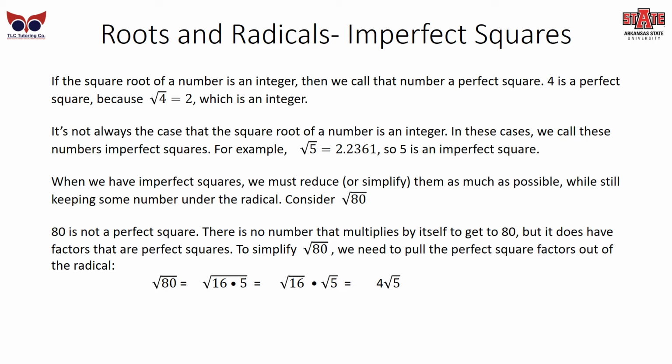So what we can do is we're going to start pulling out the perfect squares from 80. So let's say we pull a 5 out. That would be 16 times 5. 16 times 5 is 80. You can split those radicals. The square root of 16 is a perfect square. That's 4. So the square root of 80 is the same as 4 times the square root of 5.